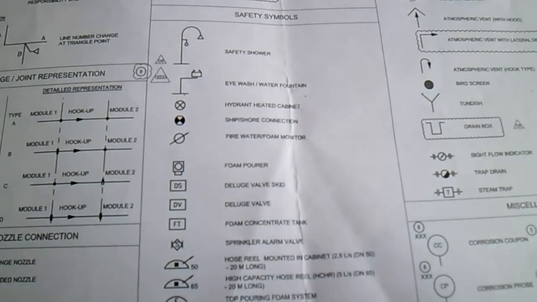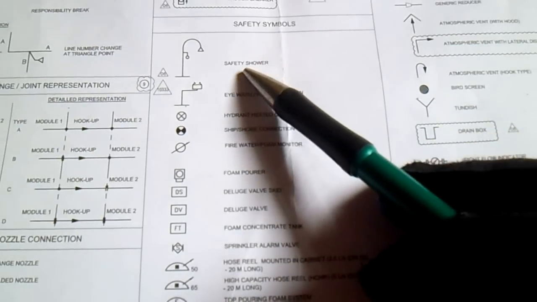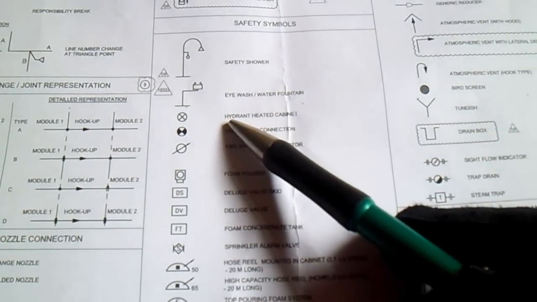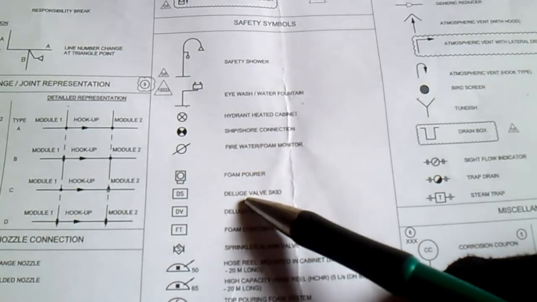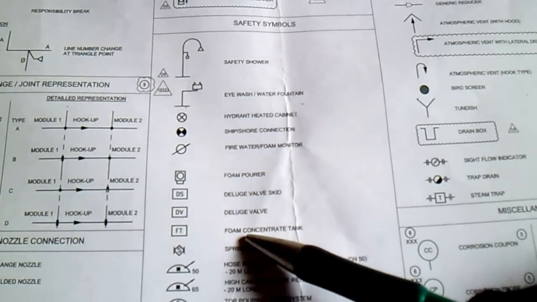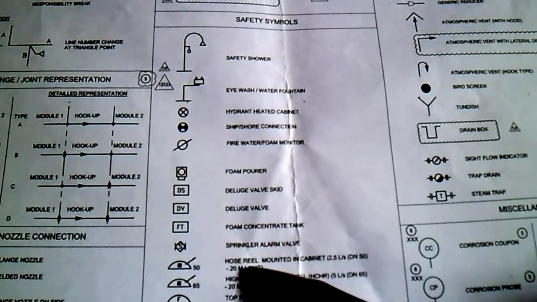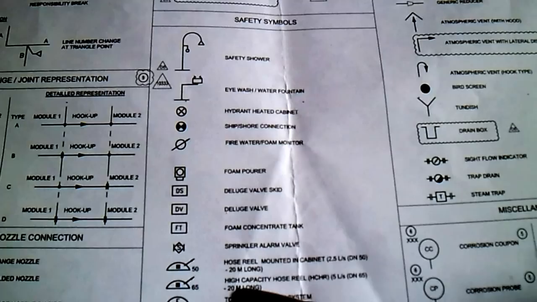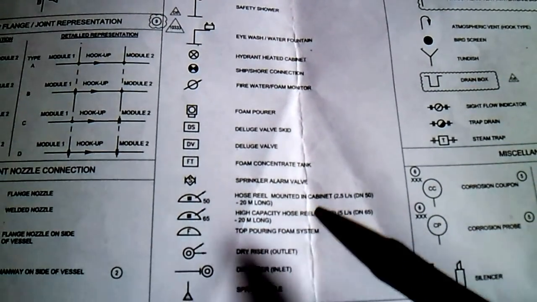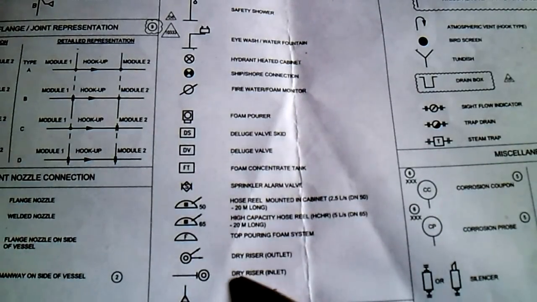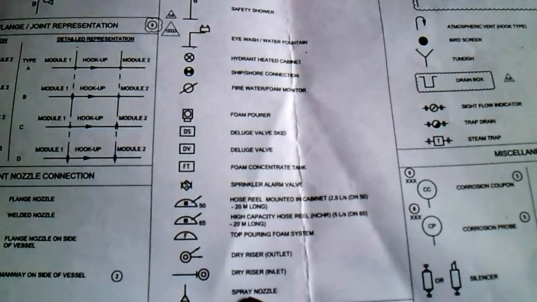Next are the safety symbols. We have safety shower, eye wash, hydrant, ship shore, fire water, foam power, deluge valve, foam concentrate tank, sprinkler. We have hose reel mounted in cabinet, high capacity hose reel, and we have dry riser, inlet and outlet. Spray nozzle.